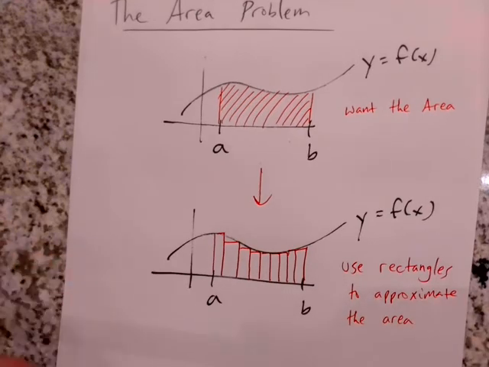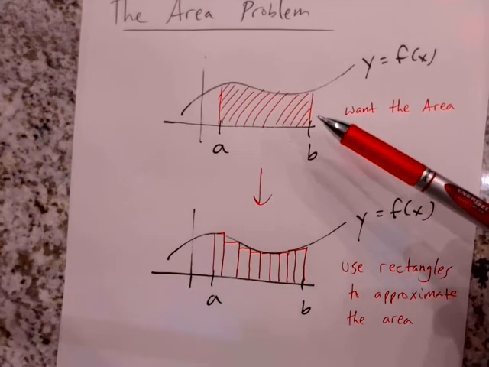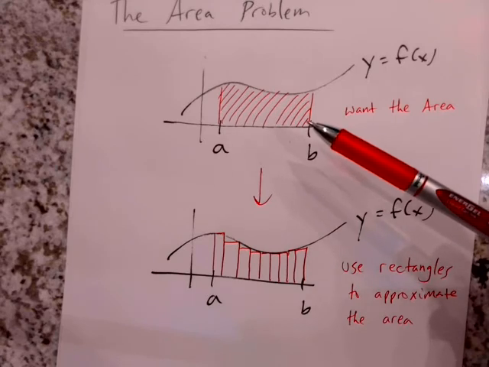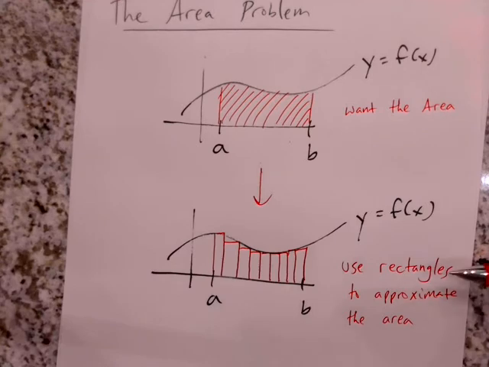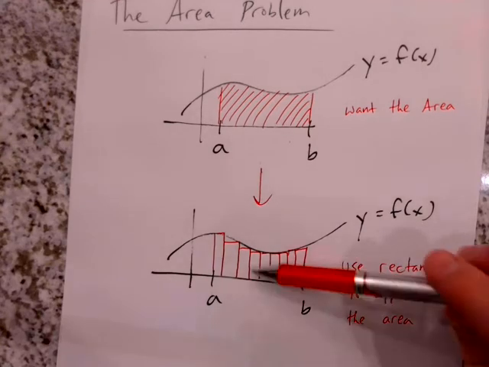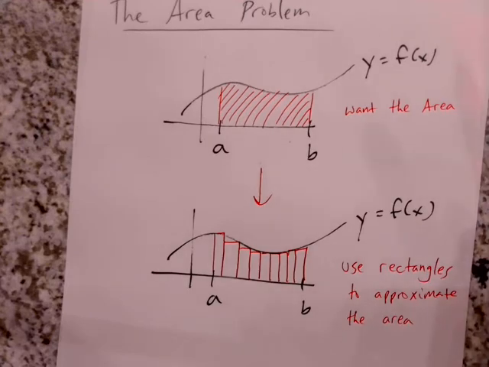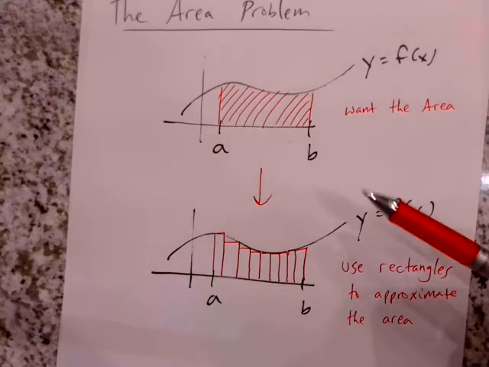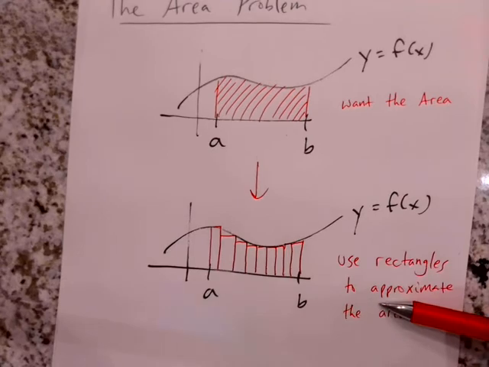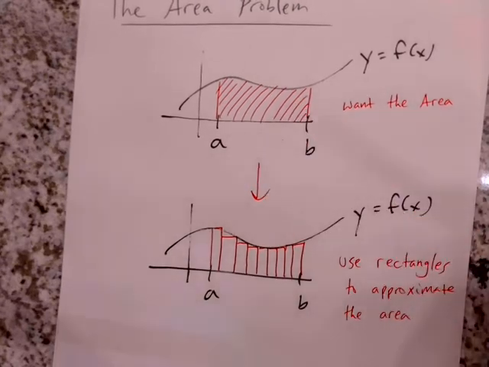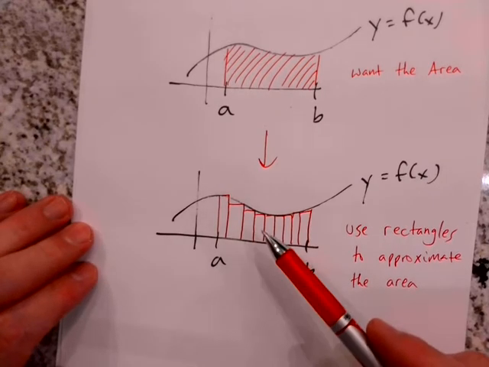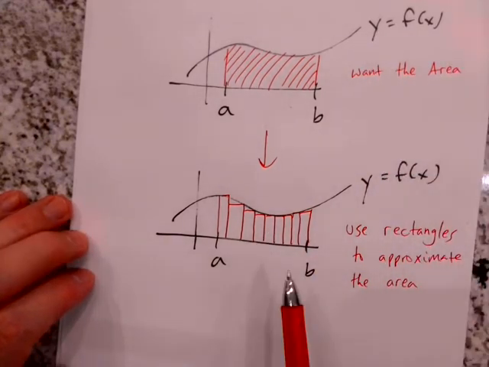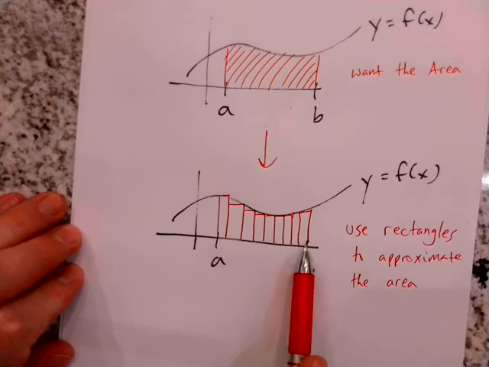The idea is mainly we have a hard shape that has no formula, so we approximate it with easy shapes that have formulas. And you don't have to use rectangles. You could use trapezoids or some other shape. As long as it's an approximation, it's doing the same thing. It's approximating the area. Use easy shapes with easy formulas to approximate the hard shape with no formula. And so the area under this curve is approximately the sum of all these rectangles.